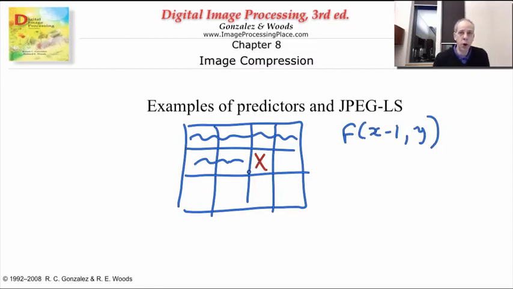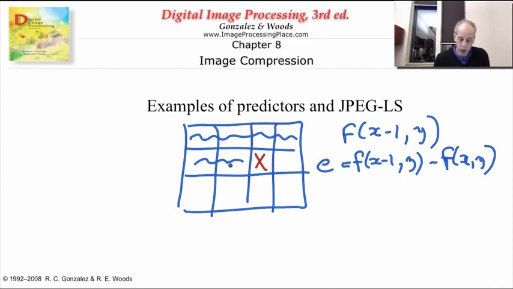And then if I'm the encoder, I'm going to take the actual f of x, y. I'm going to subtract, so my error at this pixel will be f of x minus 1, y minus f of x, y. And this is what I'm going to basically save through Huffman coding. And then once again, the decoder is going to emulate my predictor. It's going to say, oh, you predicted this, you gave me an error, I add the error to my prediction, I get this pixel value. Very, very simple operation. In particular for the decoder, it is a really, really simple operation.